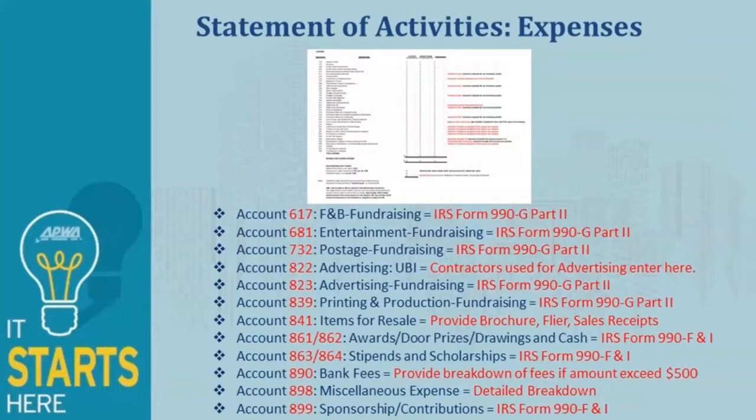And this is the statement of activities expenses side. We've added quite a few account codes here just to break it down even more for the auditors and for us to file the IRS Form 990 accurately, and we're not having to go back to the chapter to request more information at the end.